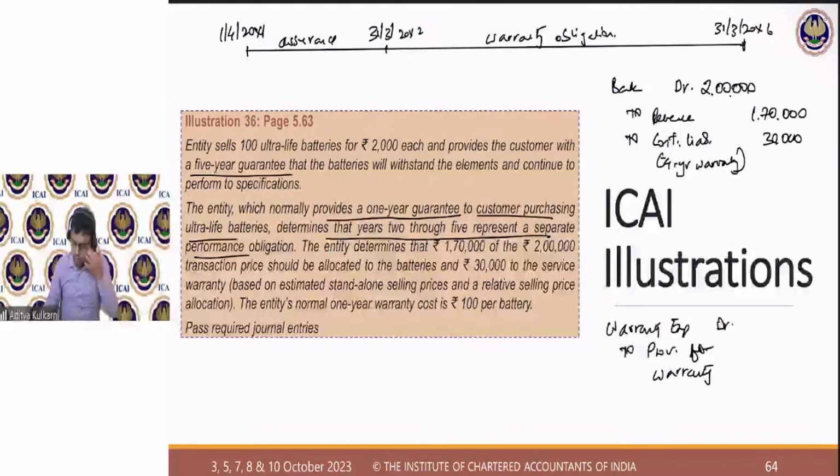This is based on your best estimates. 1 year warranty cost is 100, sold 100 batteries. So 100 into 100. That gives you 10,000 rupees.